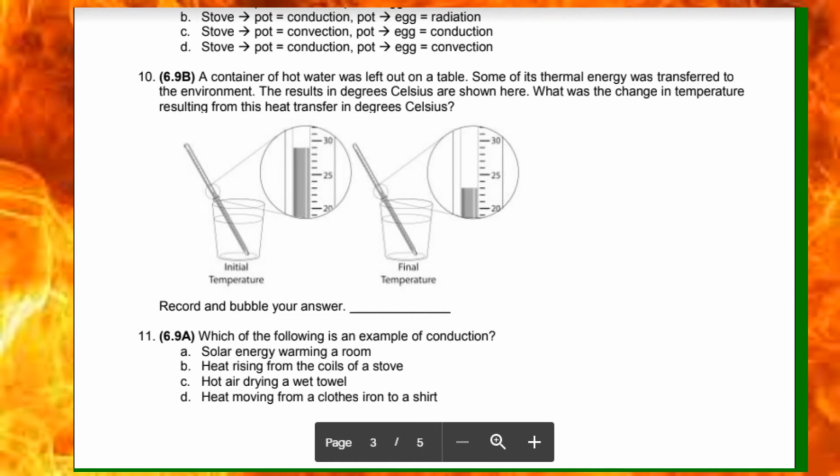Question number 10, 6.9b. A container of hot water was left out on a table. Some of its thermal energy was transferred to the environment. The results in degrees Celsius are shown here. What was the change in temperature resulting from this heat transfer in degrees Celsius? The initial room temperature was 29 degrees. The final temperature is 23 degrees. Record and bubble your answer.